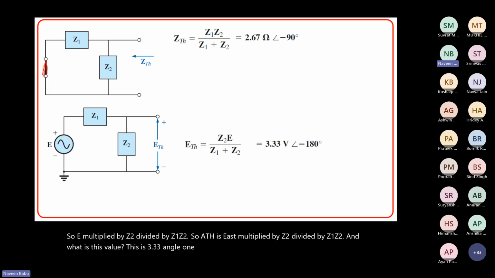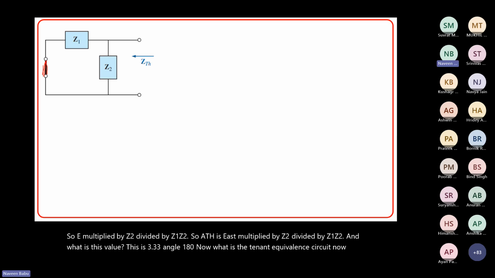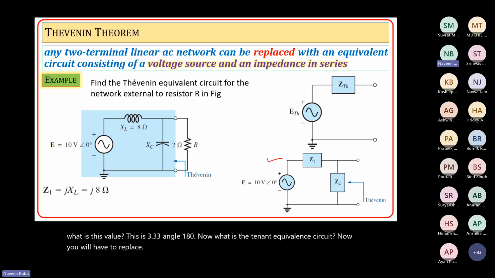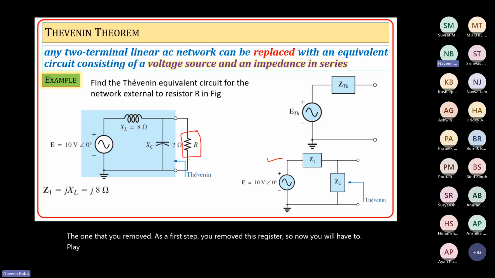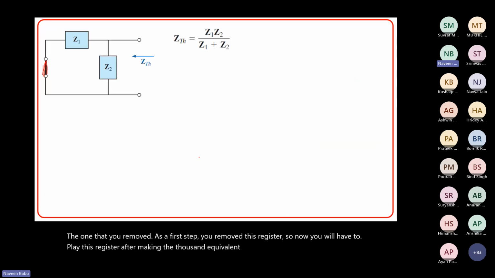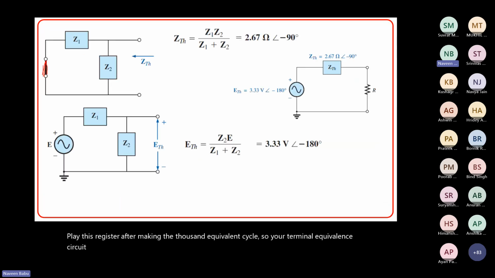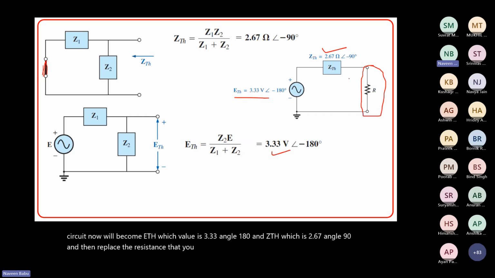Now what is the Thevenin equivalent circuit? You will have to replace the one that you removed. As a first step, you removed this resistor. So now you will have to place this resistor after making the Thevenin equivalent circuit. So your Thevenin equivalent circuit now will become ETH, whose value is 3.33 angle minus 180, and ZTH, which is 2.67 angle minus 90, and then replace the resistance that you removed already.